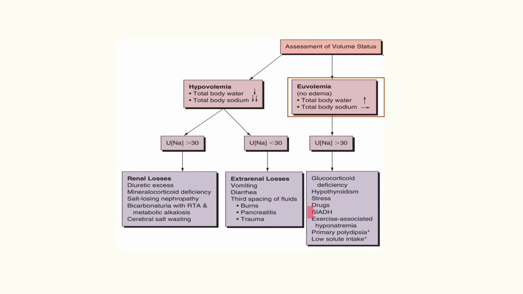Then second is low solute intake. Low solute intake is seen in beer drinkers who take in a lot of beer and don't eat too much. So that is again another way of consuming a lot of water and not taking in too much food, and thereby not generating enough urea and other molecules. So they also have a urine osmolarity of less than 100. So this is about euvolemic hyponatremia.